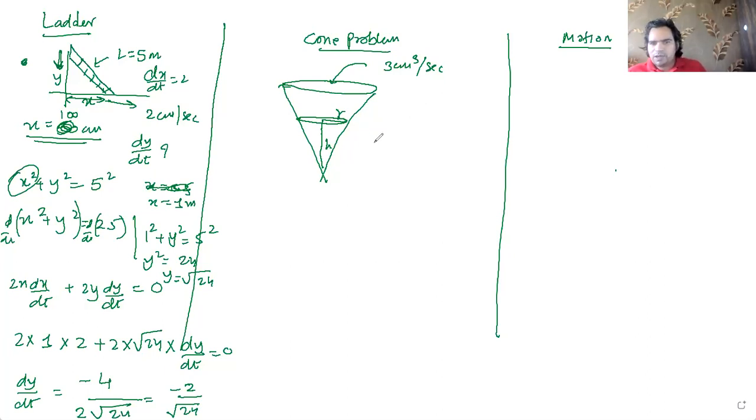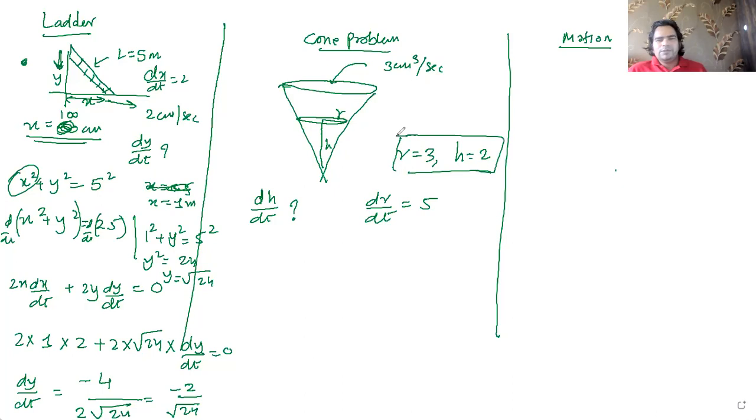the rate of change of height, let's say dh by dt, when dr by dt is, let's say, 5, and the radius is, let's say, 3 and the height is, let's say, 2 as per given condition. Sometimes we'll apply similarity and all that, I'll take that in a different problem, but right now we'll just take a very straightforward problem where you have to do the related rates.